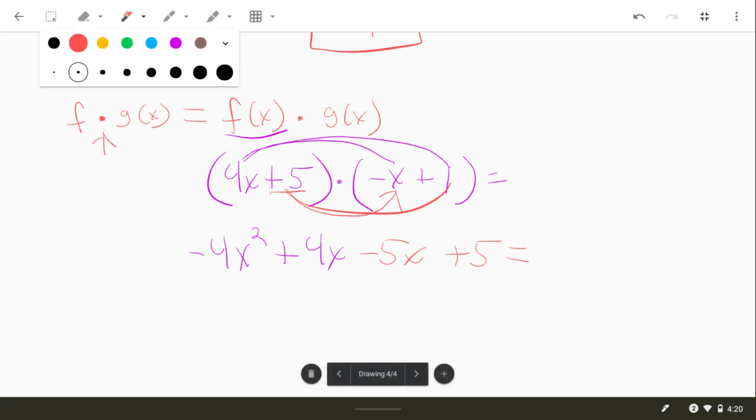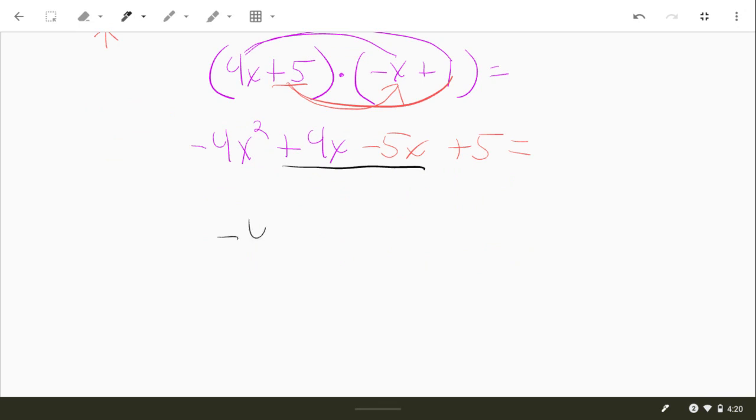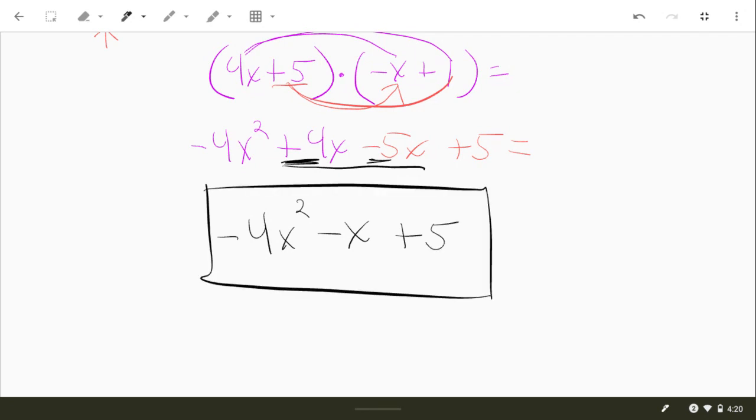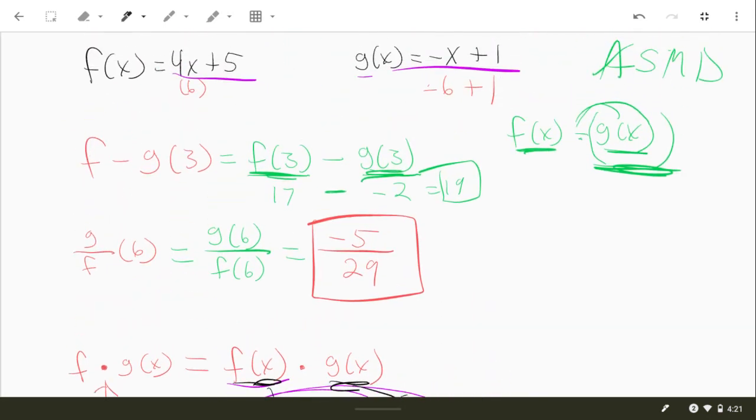And now we're going to look for like terms, common terms, things that have the same letter and the same exponent. Right there, those two in the middle. It's always nice how it works out like that. Negative 4x squared minus x, because it was a positive 4 and a negative 5. And then plus 5. And that, my friends, is our answer. All right. So we rewrote it as f(x) times g(x). We made our little substitution like that. And then we multiplied it and simplified it like we've been doing since the beginning of the year.